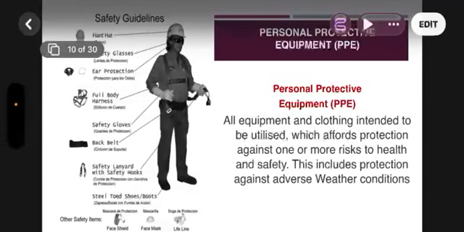Before I round up, I just want to say PPEs are all equipment and clothing intended to be utilized, which afford protection against one or more risks to health and safety. This includes protection against adverse weather conditions. And we can look at the man here who is wearing different PPEs. So we can see it and we can know. But in our next class, we're going to start from PPEs.